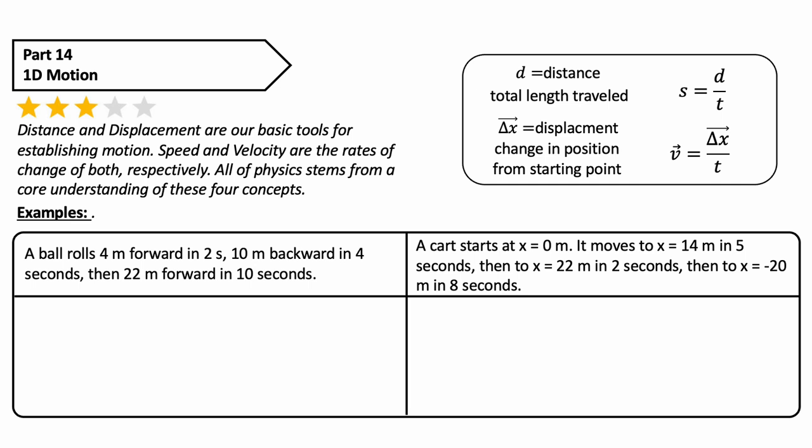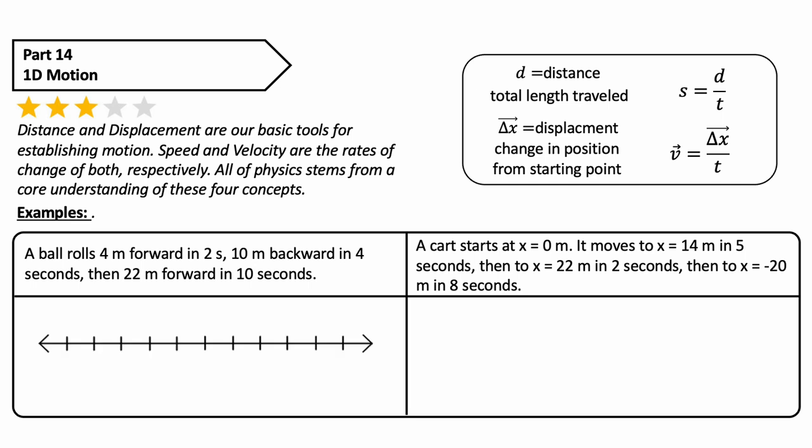So let's just see this in an example. In the first example here, a ball rolls 4 meters forwards in 2 seconds, 10 meters backwards in 4 seconds, then 22 meters forwards in 10 seconds. Great tip for now and the rest of physics: can we visualize this problem?